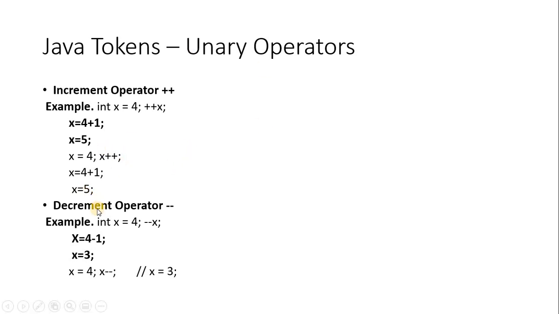In the same way, the decrement operator, minus minus. Like previously, integer x equals 4, we say --x. So this is pre-decrement. What will be the value? We are going to get 3. In another way, we can write x equals 4 minus 1. So the answer will be 3. So without using the decrement operator, we can write it like this.